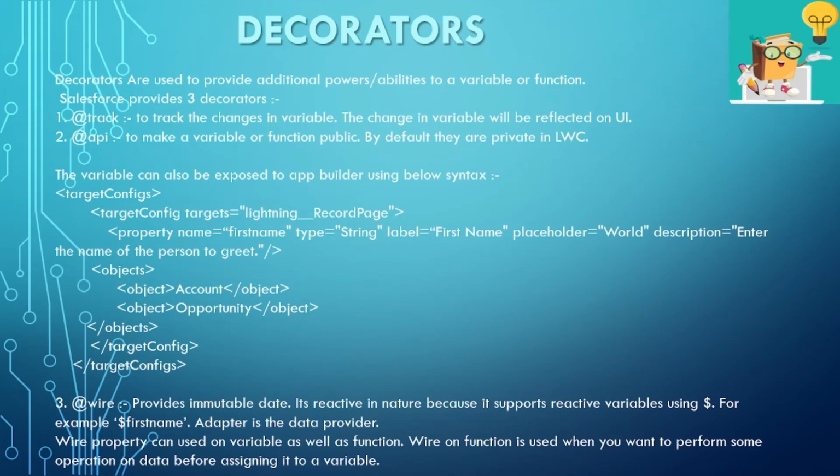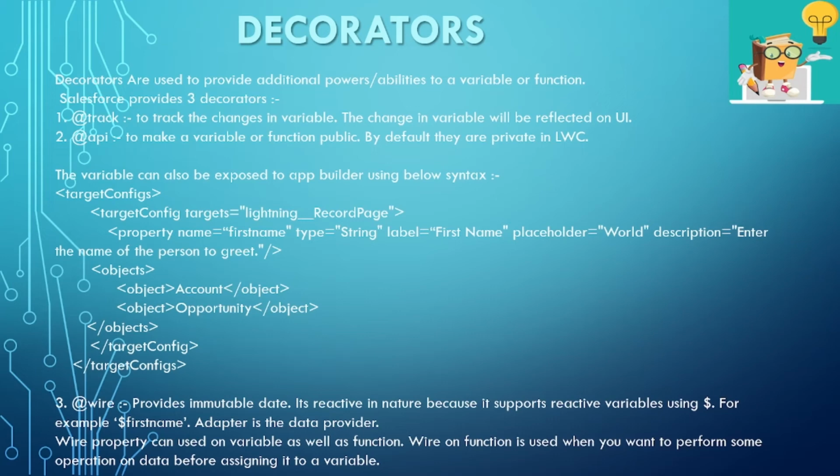Now our third decorator is @wire, or we call it the wire decorator. So what do wire decorators do? The wire decorator is a way to provide a stream of data into your web components. It is a way that you can get a set of data in a reactive manner. Whatever data you get in the wire decorator is immutable in nature. That means you cannot modify that data. It is immune from any kind of modification.